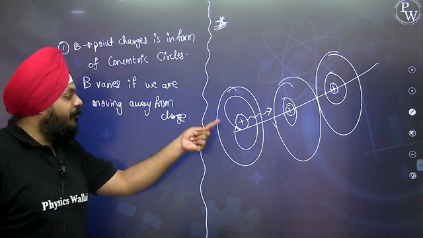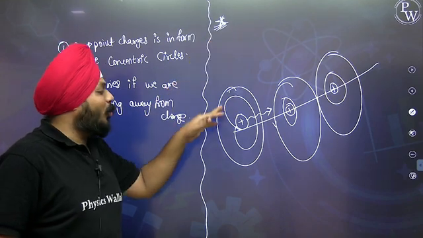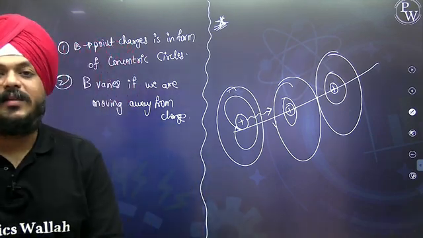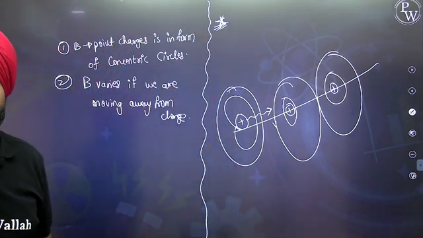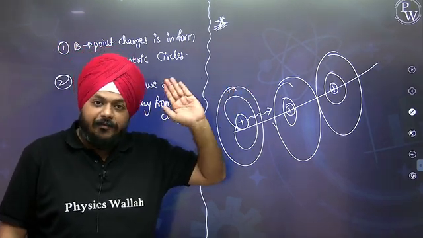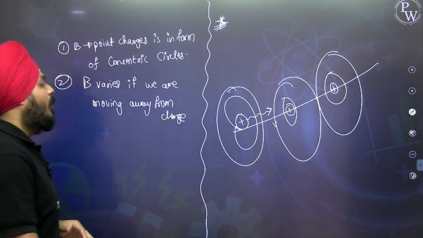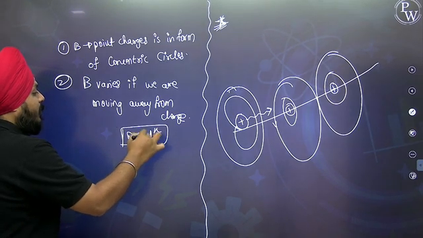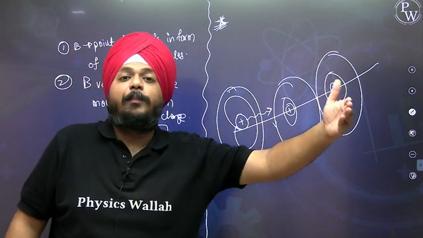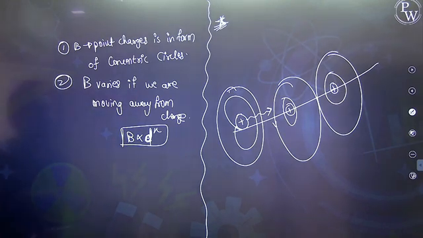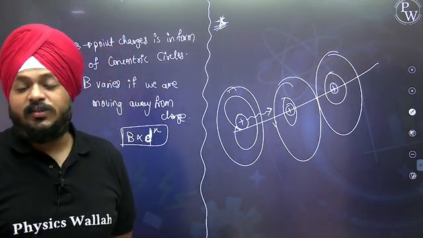B varies. If we are moving away from the charge, then slowly these concentric circles disappear. It means that as we move away from the charge, the magnetic field is getting weakened. Somehow the magnetic field depends on the distance from the charge. Magnetic field varies with respect to the distance, where n can be any value. So this is all about the point charge.